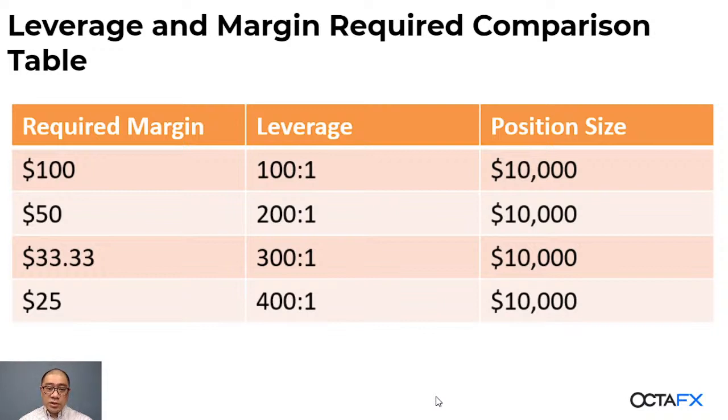So you can screenshot it, but for a position size of 10,000, if you're using 100 to 1 leverage, that will be $100 as required margin. 200 to 1 leverage, it'll be $50. 300 to 1, it'll be 33.33. 400 to 1 leverage, it'll be $25 to open a $10,000 position. So you can see here how leverage works.